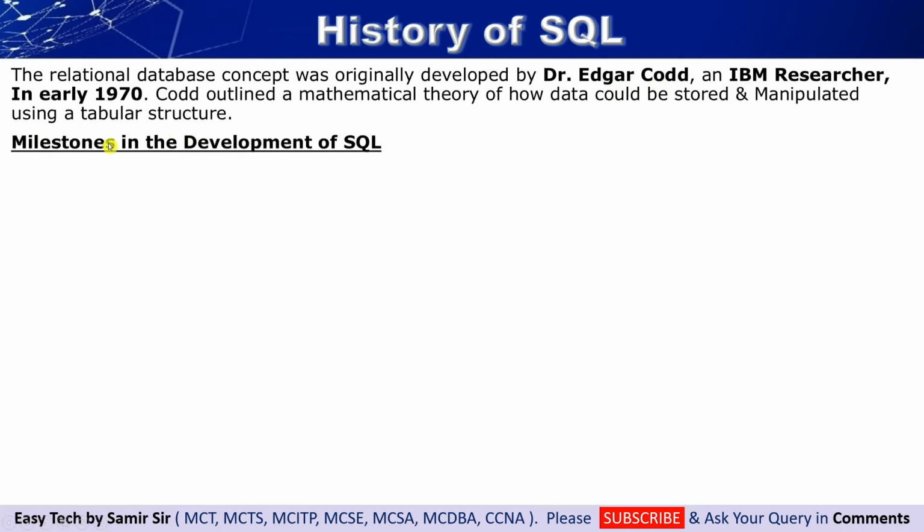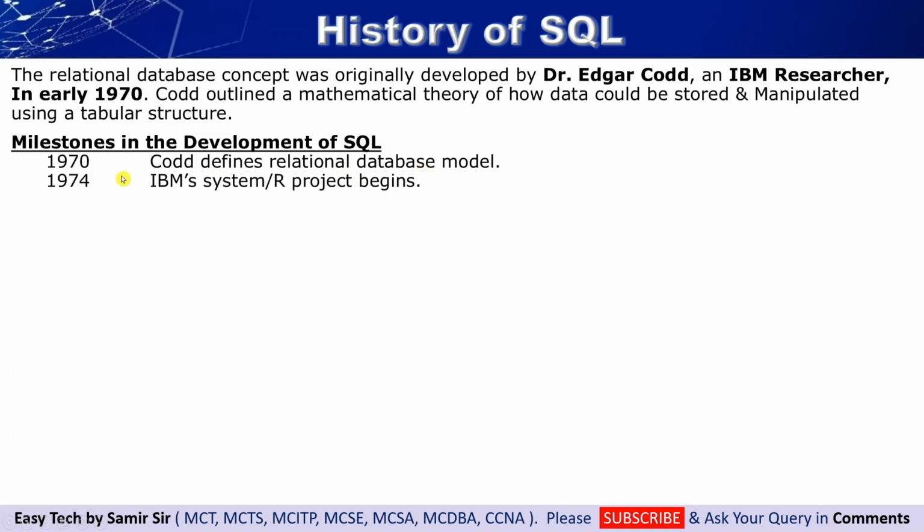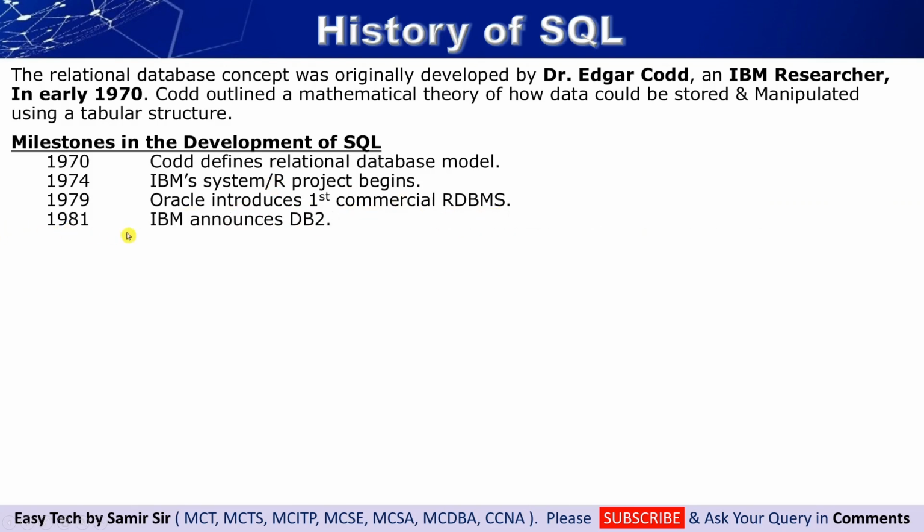Some of the milestones and years in the development of SQL. In 1970, Edward Codd defined relational database models. This research was helped by IBM, and they worked on it, and in 1974 the IBM System R project began. In 1979, Oracle introduced the first commercial RDBMS, that's Oracle. Then in 1981, IBM announced IBM DB2, Database 2, an RDBMS.